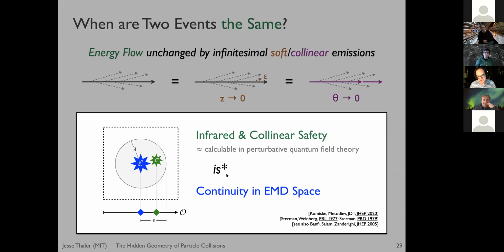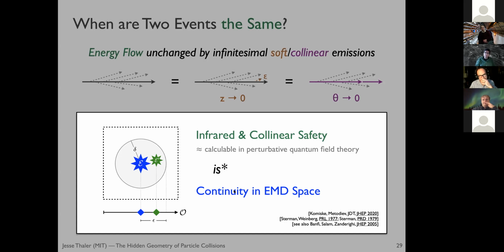The reason I put an asterisk here is that if you study continuity, there are all sorts of different notions of continuity. Those notions of continuity in this geometric picture turn out to map onto various definitions that people have given over the years for what infrared and collinear safety actually is. The best one, in some sense, is related to something that George Sterman worked on in the 1970s, but he didn't have a good language for it. Now we can say that George's definition of infrared and collinear safety corresponds to what's known as Hölder continuity in this EMD space.